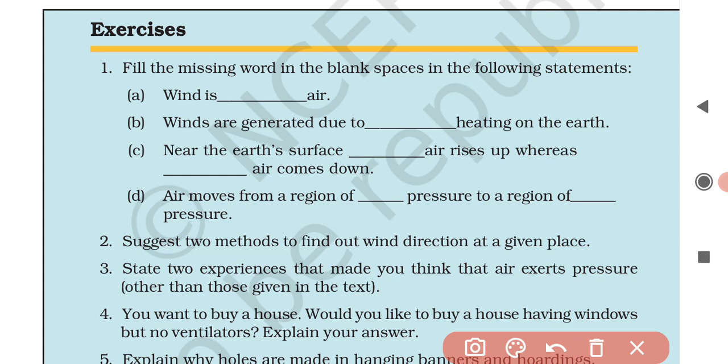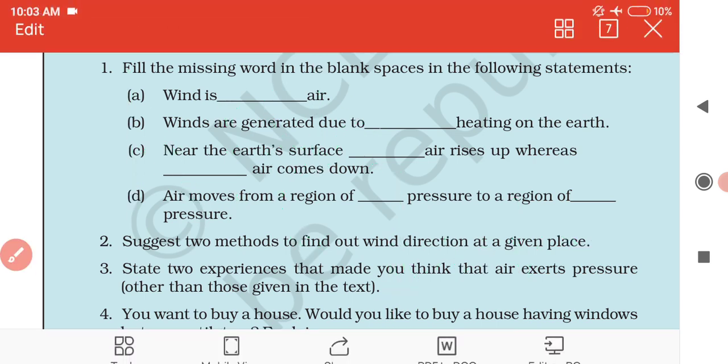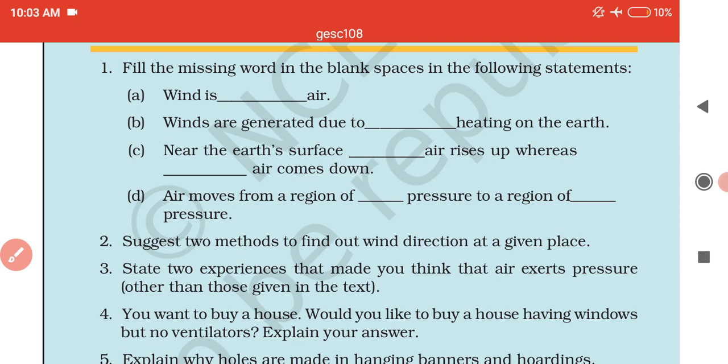Next question, air moves from a region of dash pressure to a region of dash pressure. That means air moves from a region of what? High pressure to a region of low pressure. So air moves from a region of high pressure to a region of low pressure. You have to write. Clear? Now next question, question number 2.